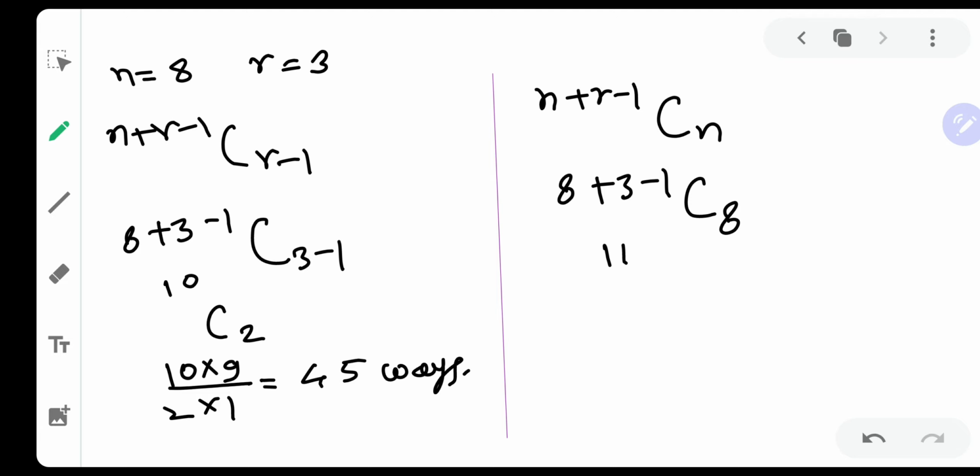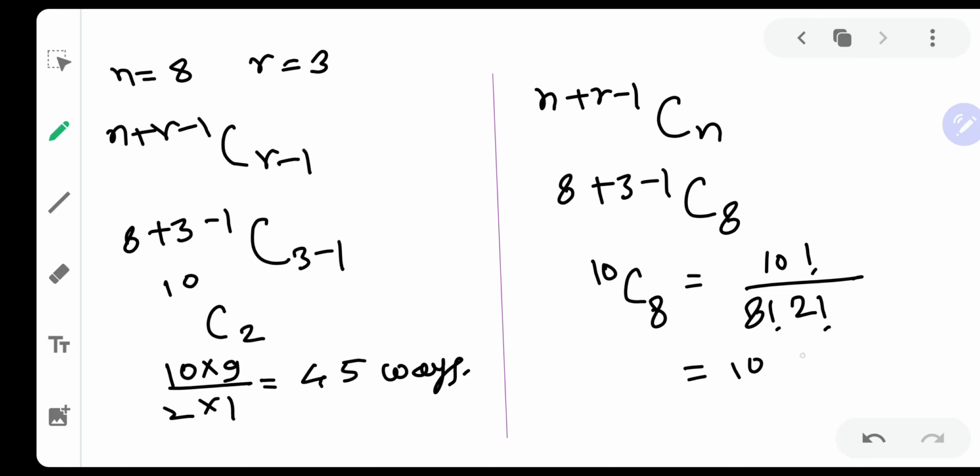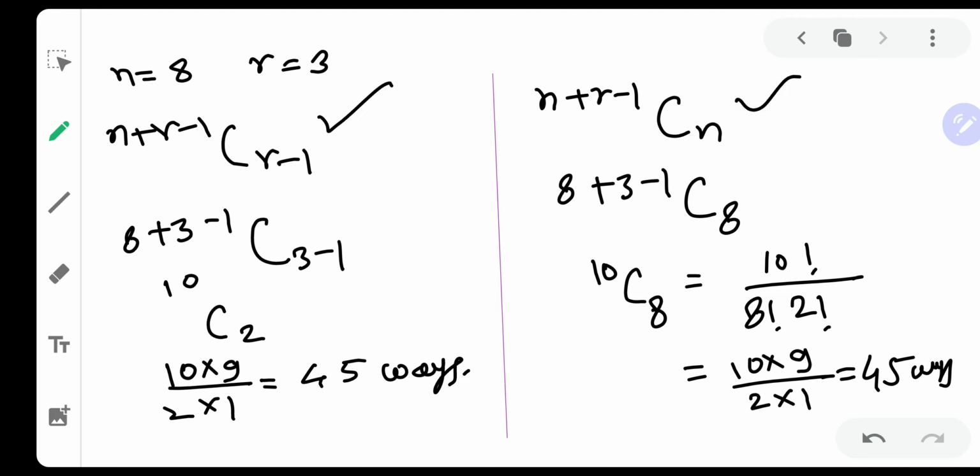8 plus 3 is 11, 11 minus 1 is 10. The same trick applies here: 10 c 8. Definitely 10 c 8 can be solved like this: 10 factorial over 8 factorial, 2 factorial, right? And again this will be 10 into 9 upon 2 into 1, which is nothing but 45 ways. So either you use this formula or this formula, you get the same thing.